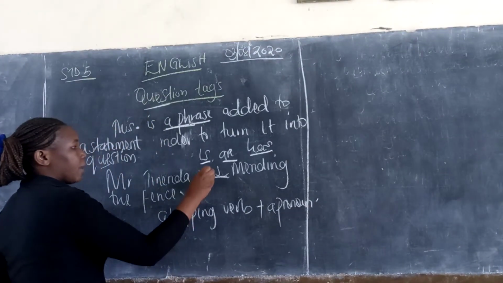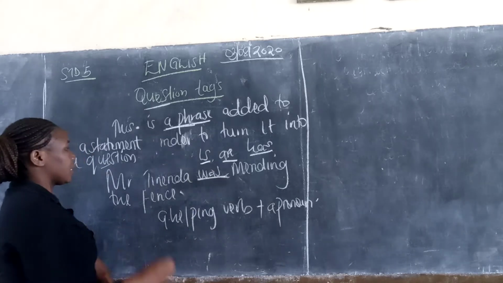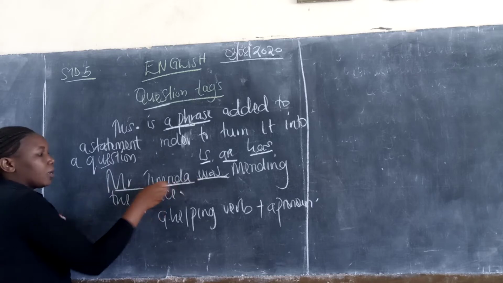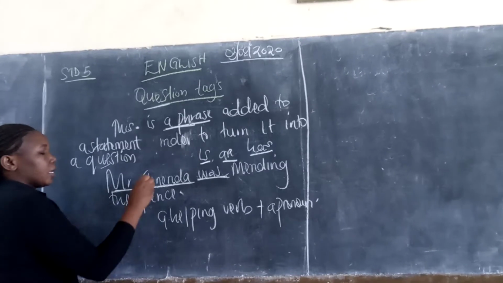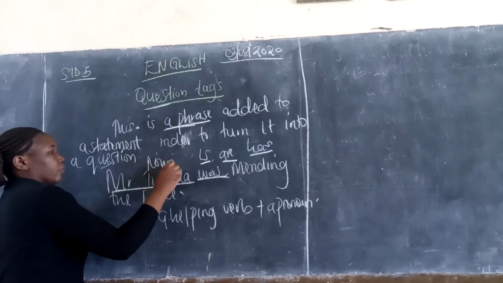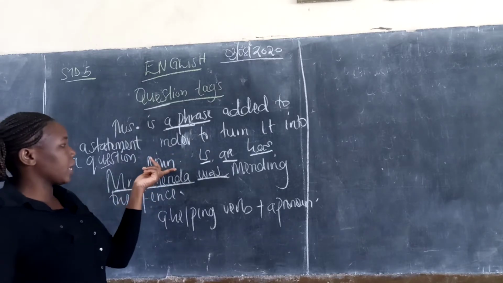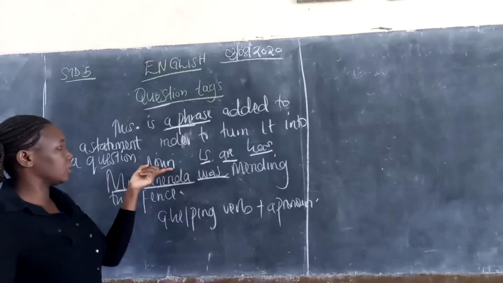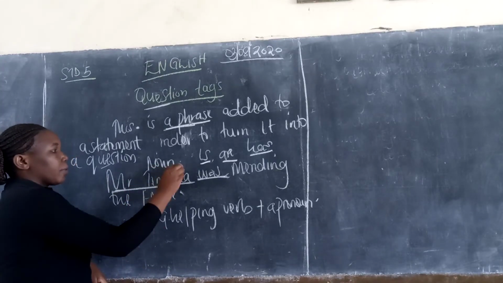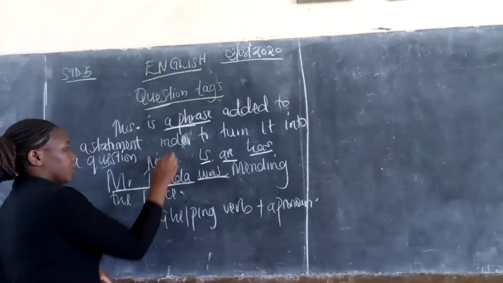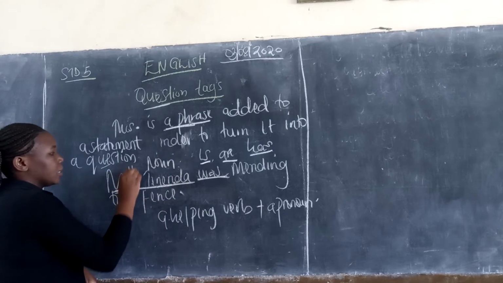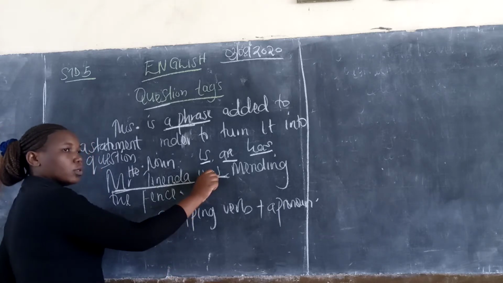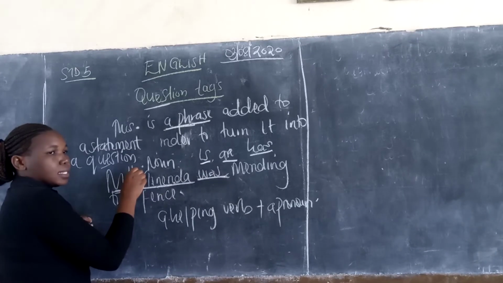And here we are talking about was. Since Mr. Tinenda is a noun, which pronoun are we going to turn into Mr. Tinenda? The pronoun here will be he. So our helping verb here is was plus he.